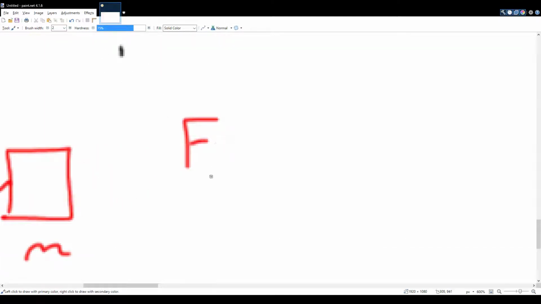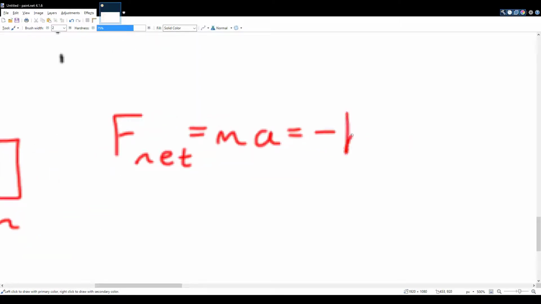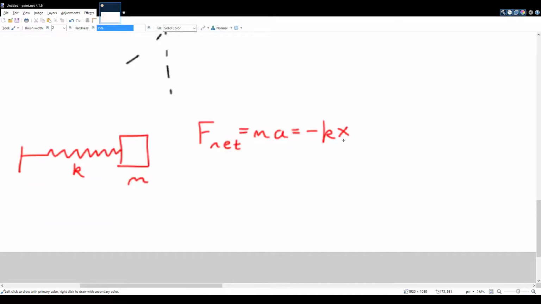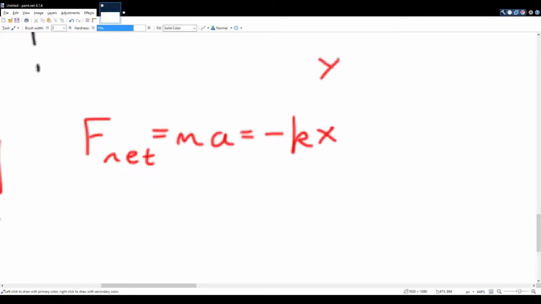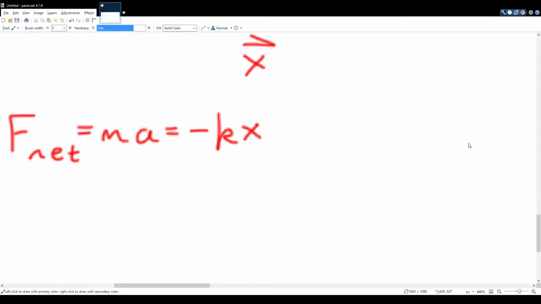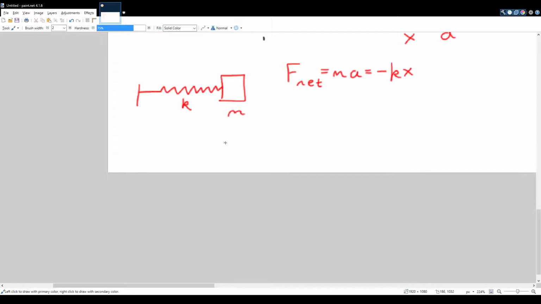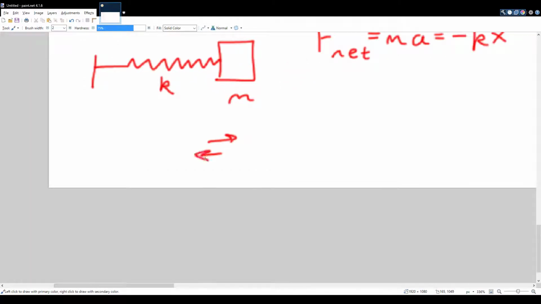So the net force is equal to the mass times the acceleration, which is equal to the negative of the spring force, which is kx. And this is opposite because the spring is decelerating as it stretches out further and further and further, so x has to be opposite to a, just because they are in different directions. If it's moving this way, the acceleration is that way, and if it's moving that way, the acceleration is inward.